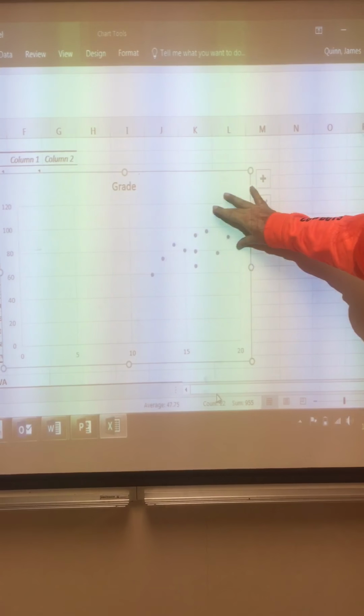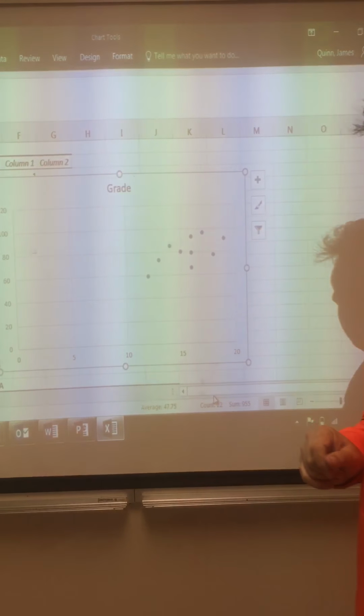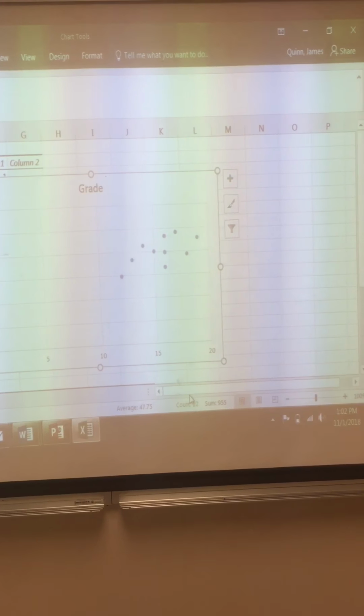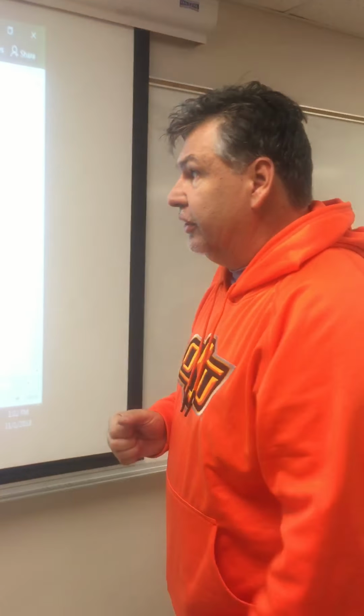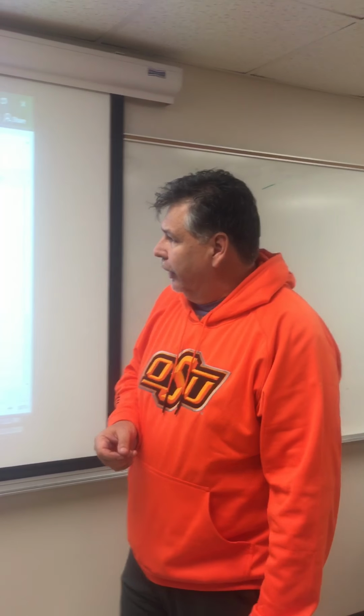It'll tell you if it's a positive correlation. If it was moving in this direction, it would be a negative correlation. Or if it's just scattered and you can't really see a direction that the two variables are traveling in, that would be no correlation whatsoever. So I'd like for you to report that on your homework as well.